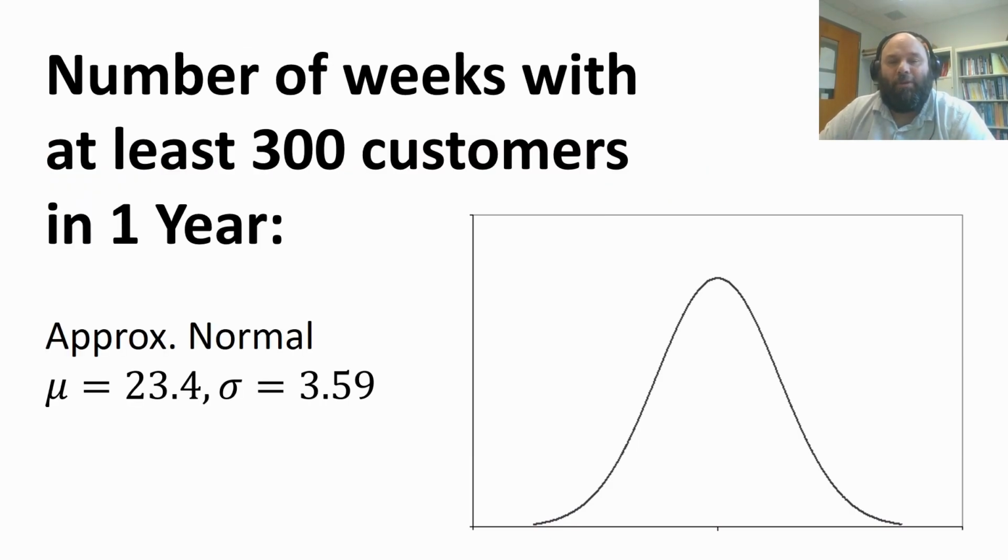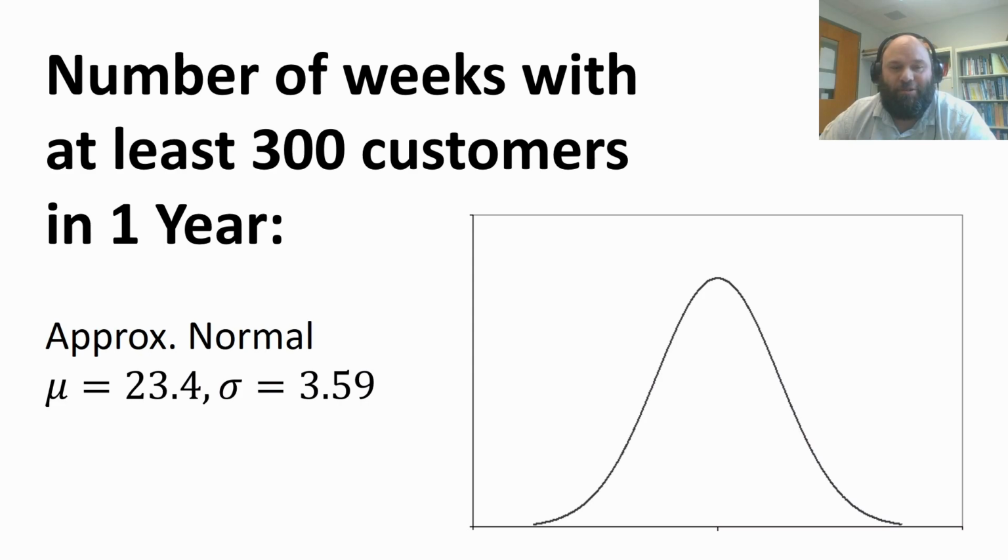So in the example we were looking at in 3.2, we were looking at a random variable. It was a binomial random variable which represented the number of weeks in which we had at least 300 customers over the course of a year. So this took on values from 0 to 52. This is because 300 is our break-even point. And we saw how, because we have so many trials, 52, that the distribution was approximately normal.